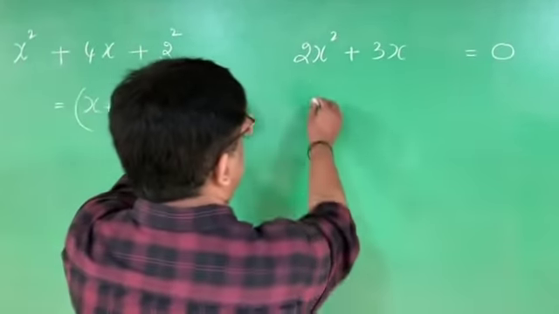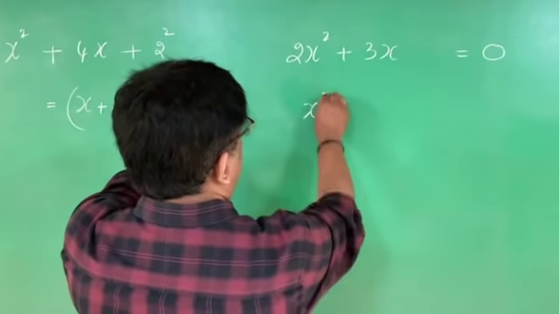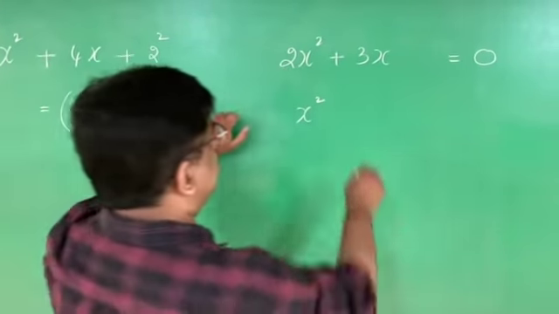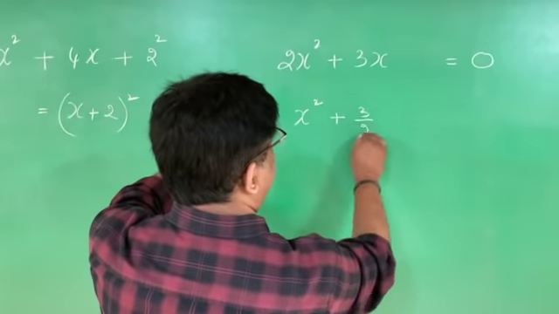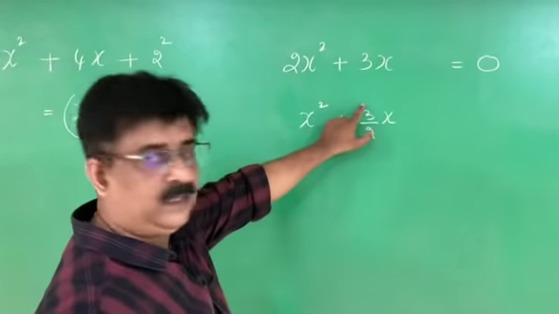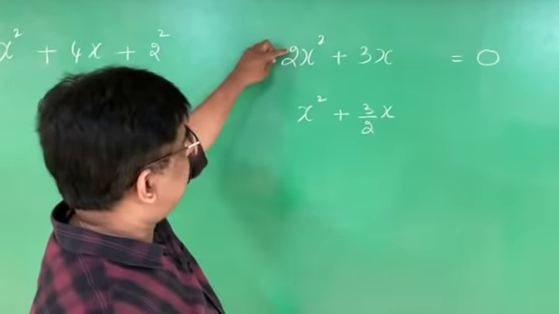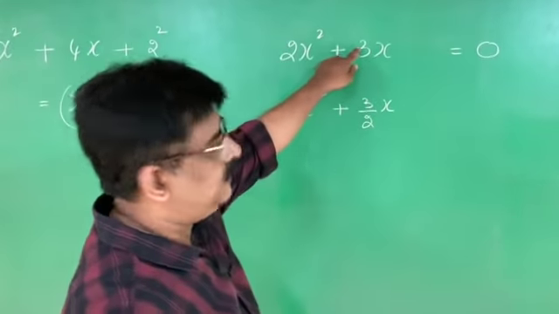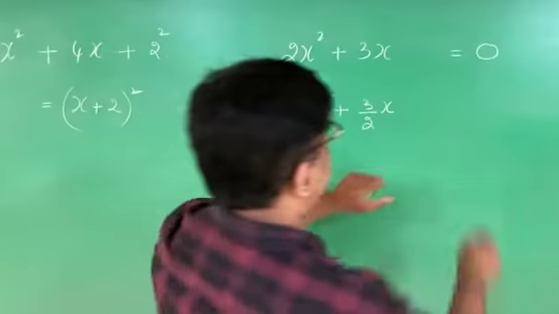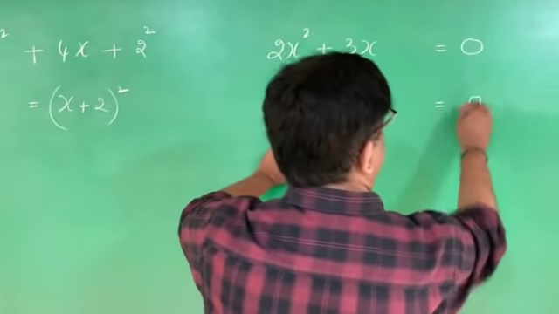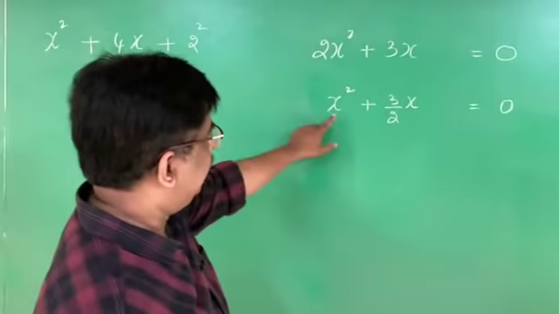Then if I divide by 2, 2 goes, then it becomes 3 by 2. Because once you divide a number by 2, you have to divide this number also by 2, which is equal to 0 by 2, which is 0. Now, see, now it is correct.